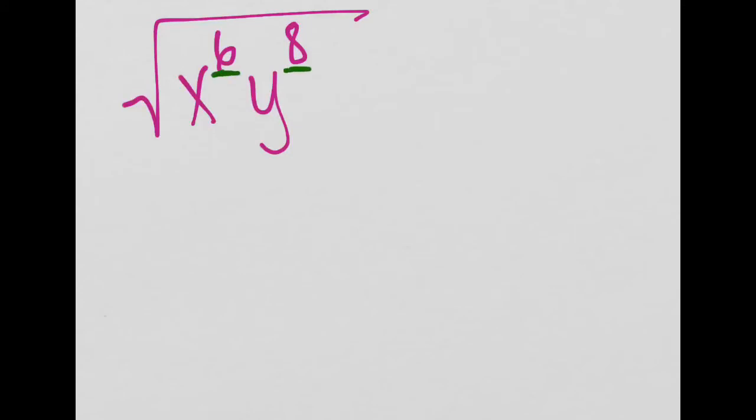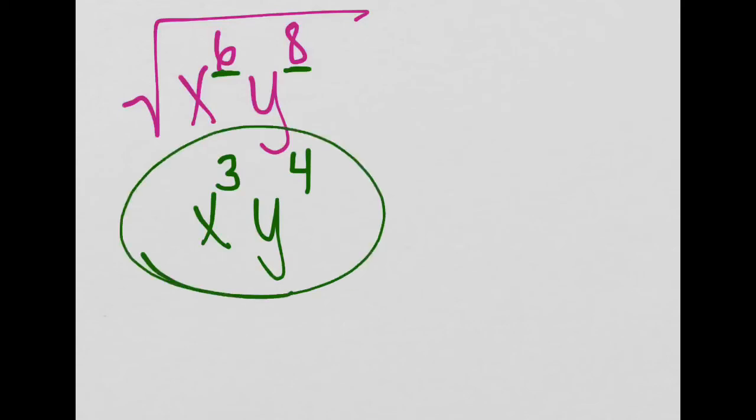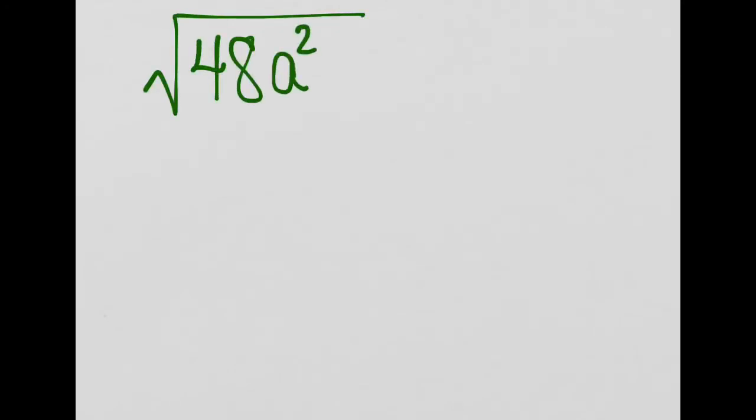So x to the 6th, the square root of that would be x cubed. Y to the 8th, the square root of that would be y to the 4th. We've now gotten rid of that radical symbol. Let's take it one step further and say that we have a number and a variable in there. And I'll go ahead and throw one in that isn't an even exponent.